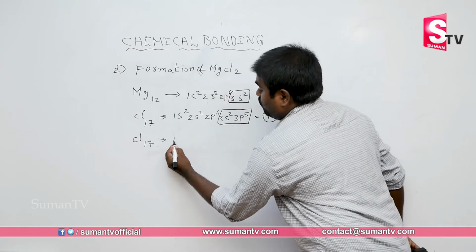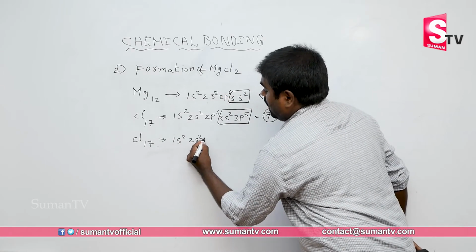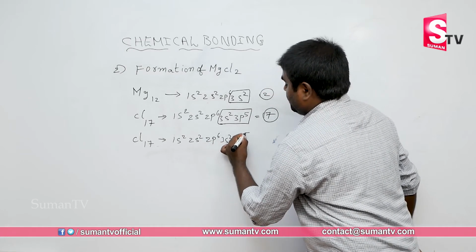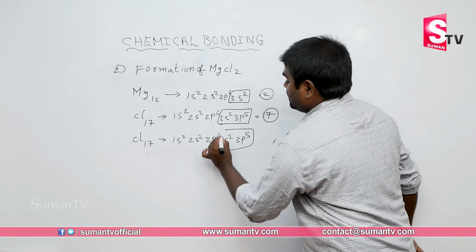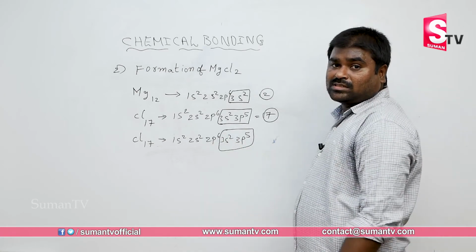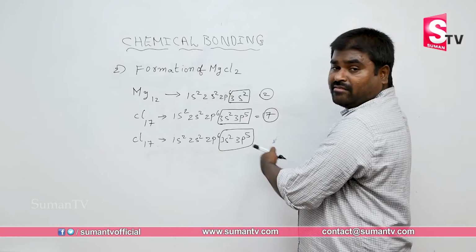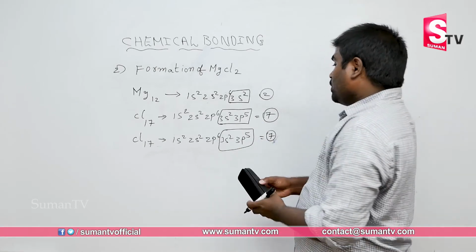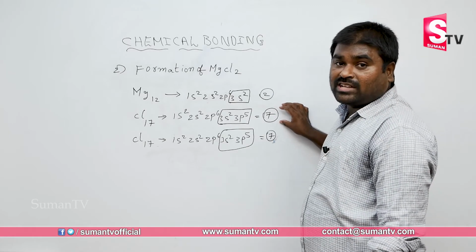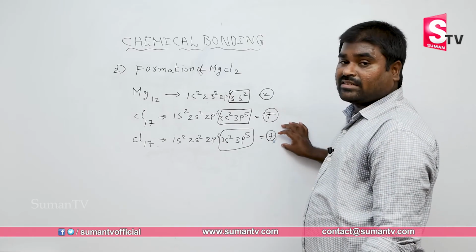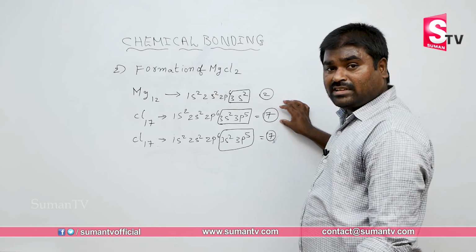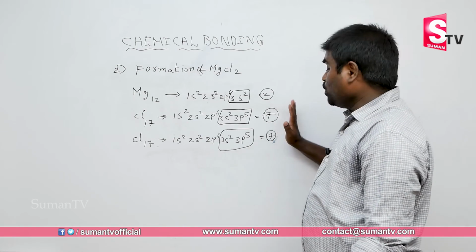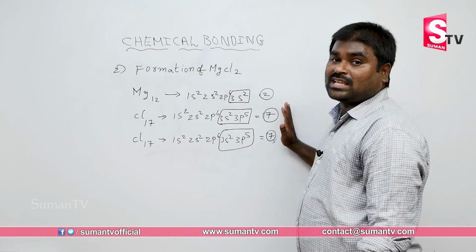Again we write 1s2, 2s2, 2p6, 3s2 and 3p5. Same here, the valence orbitals are 3s2, 3p5 and the valence electrons are again 7. In each chlorine, 7 are there, children. Here 7, here 7. If it gets 1 electron, it will get stable. So 2 electrons are required from the chlorine side.